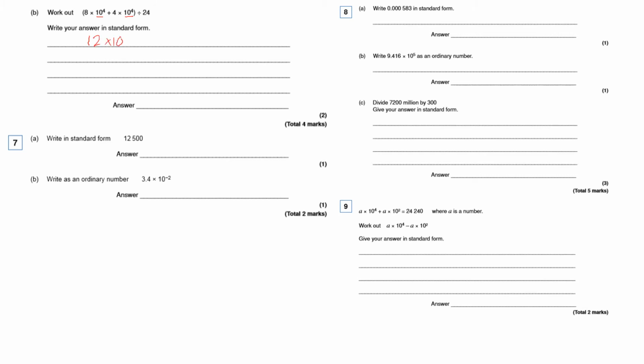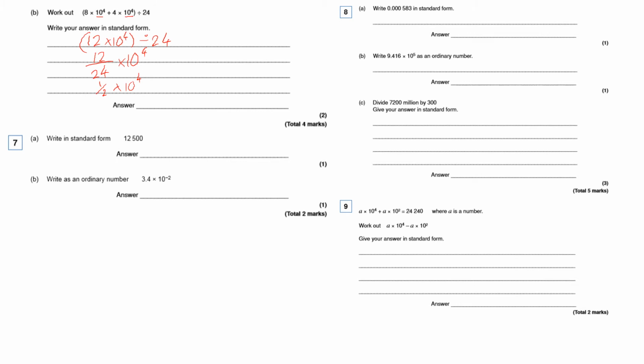This is 12 times 10 to the 4 in our bracket, and we want to divide it by 24. Now, there's a lot of ways you can approach this. I would still use my standard form way, which is to divide the numbers. So I'm going to do 12 divided by 24 and then subtract the powers, and there's nothing to subtract from the 4, so it's just going to be times 10 to the 4. 12 over 24 is a half.